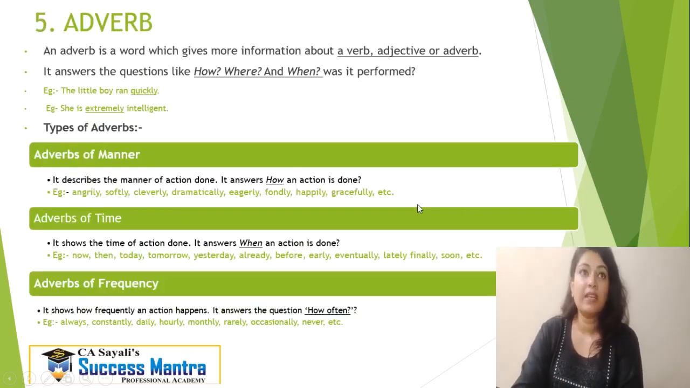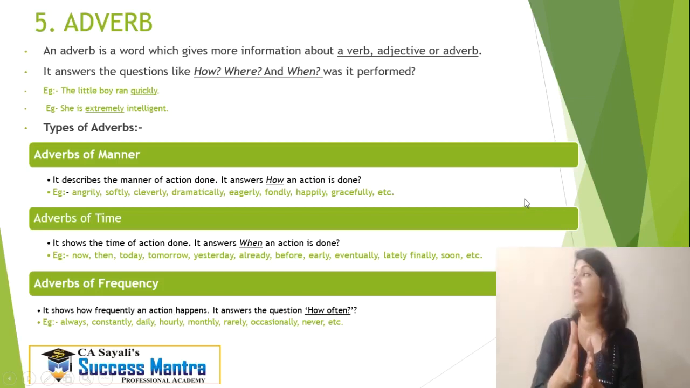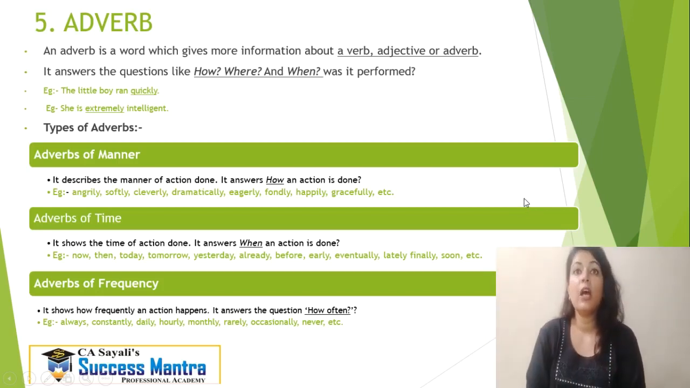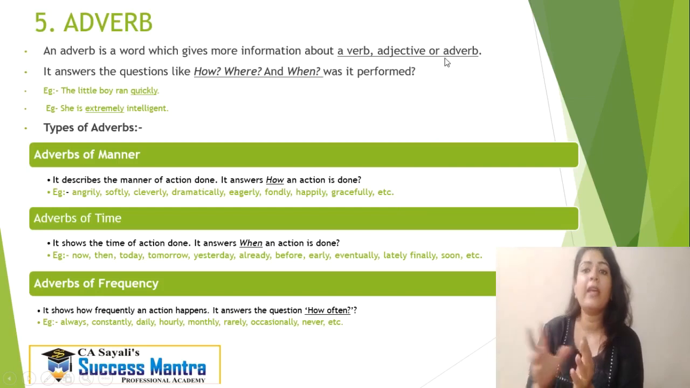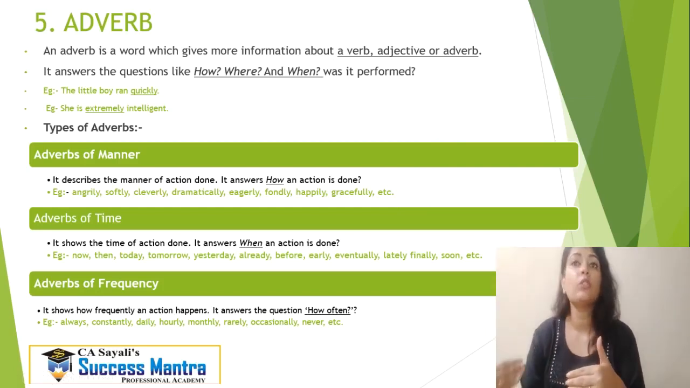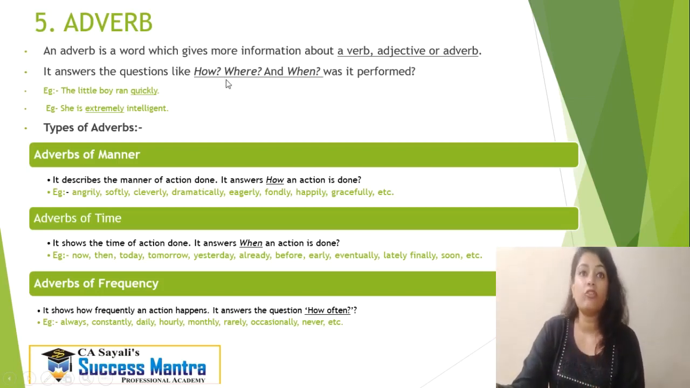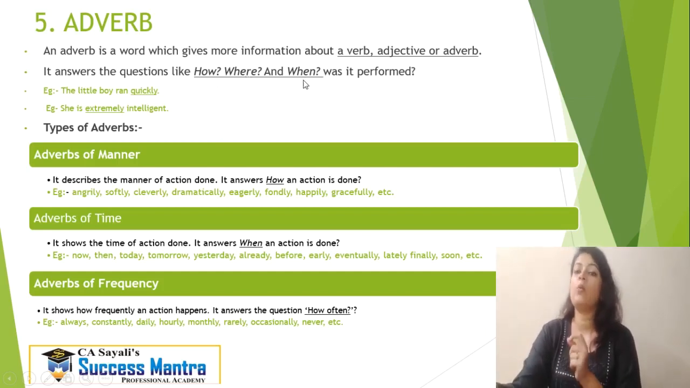Coming to the next part of speech, that is an adverb. Now usually हमको problem होता है कि what is an adverb? Adverb क्या चीज़ है? तो adverb is basically a word which gives you more information about a verb or an adjective and an adverb. तो एक ऐसा word जो कुछ और information देता है किसके बारे में, इधर एक verb के बारे में या एक adjective के बारे में या किसी दूसरे adverb के बारे में, that is called an adverb. And usually an adverb is something that answers questions such as how, where, when a particular thing was performed.